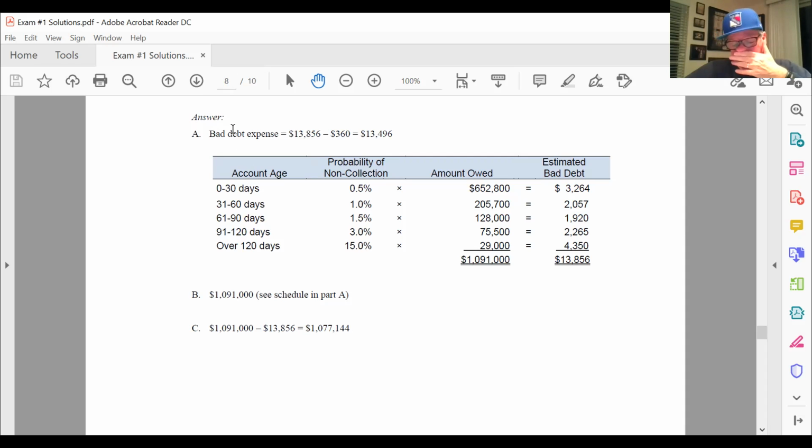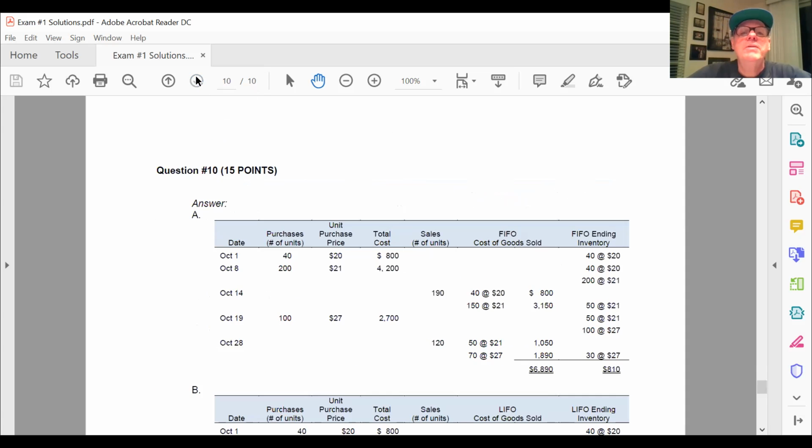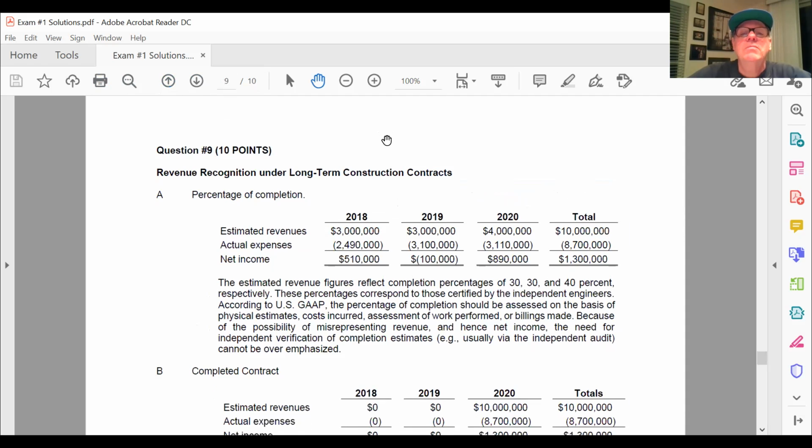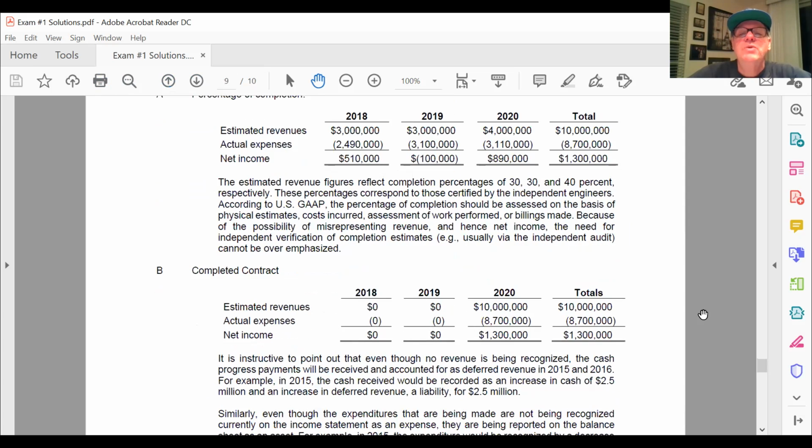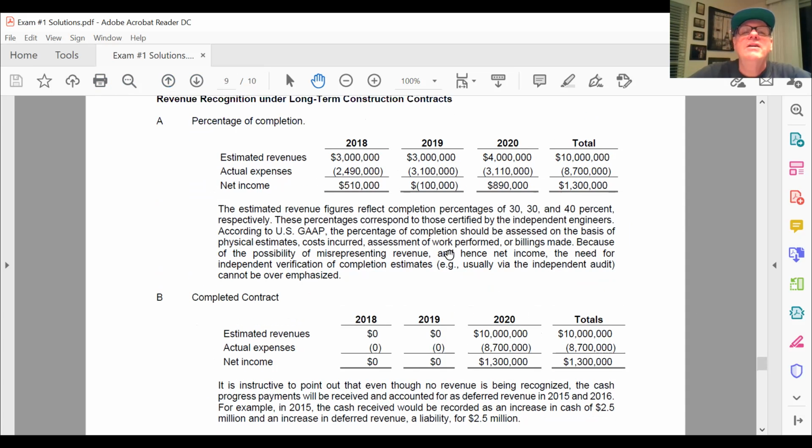Number 9, you were given information about a long-term construction contract, and we wanted a brief income statement for percentage of completion and completed contract, and which one better represents the profitability. The one that better represents profitability would be the percentage of completion, because it matches costs and revenue each year. Under completed contract, you recognize all of the net income in 2020. You'll see under percentage of completion, we represent a portion of the profit each year.